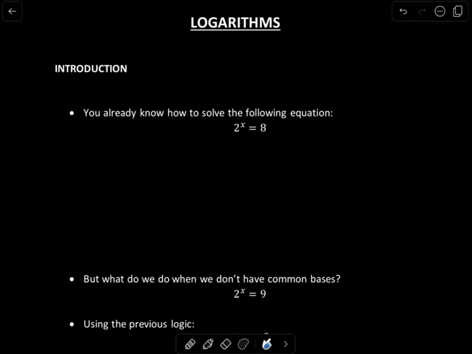We're covering logarithms. So let's begin with an introduction to logarithms. You already know how to solve the following equation: 2 to the power x is equal to 8. What you'll try and do is get them to a common base. So we have 2 to the power x on the left-hand side, is equal to, and 8 can be expressed as 2 to the power 3. And since the bases are the same, we can now equate the exponents, and that simply means that x is equal to 3. So easy stuff, nothing mind-blowing.